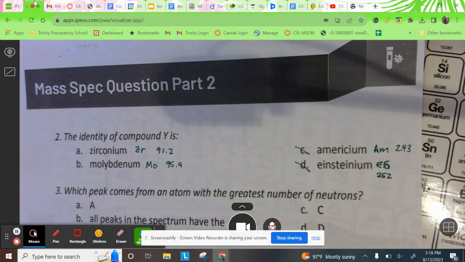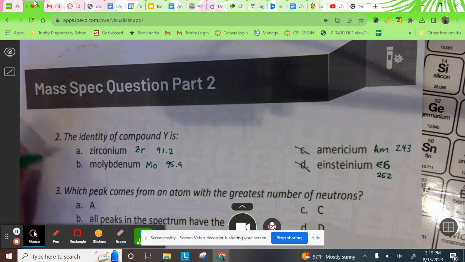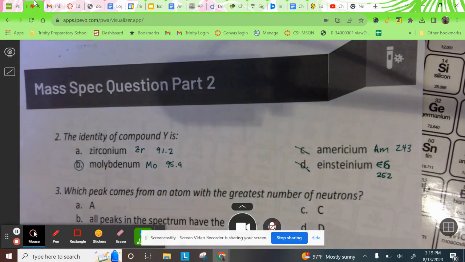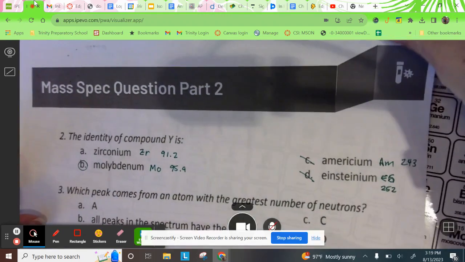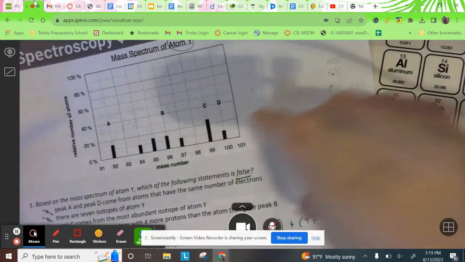And if I actually calculate based on that, it looks like my mass is the 96.3, which would be B. Again, that's me looking at the chart we have here.